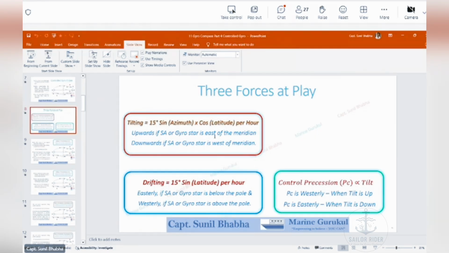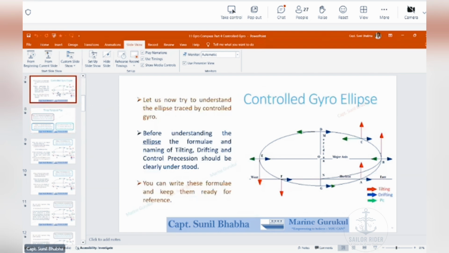Okay, great. So let's understand the elliptical motion now. This can be a little tricky, so pay attention. The picture of the elliptical one, with the tilt force and the control precession force. Beta, you want the previous slide? Yes, sir. Okay, here it is.